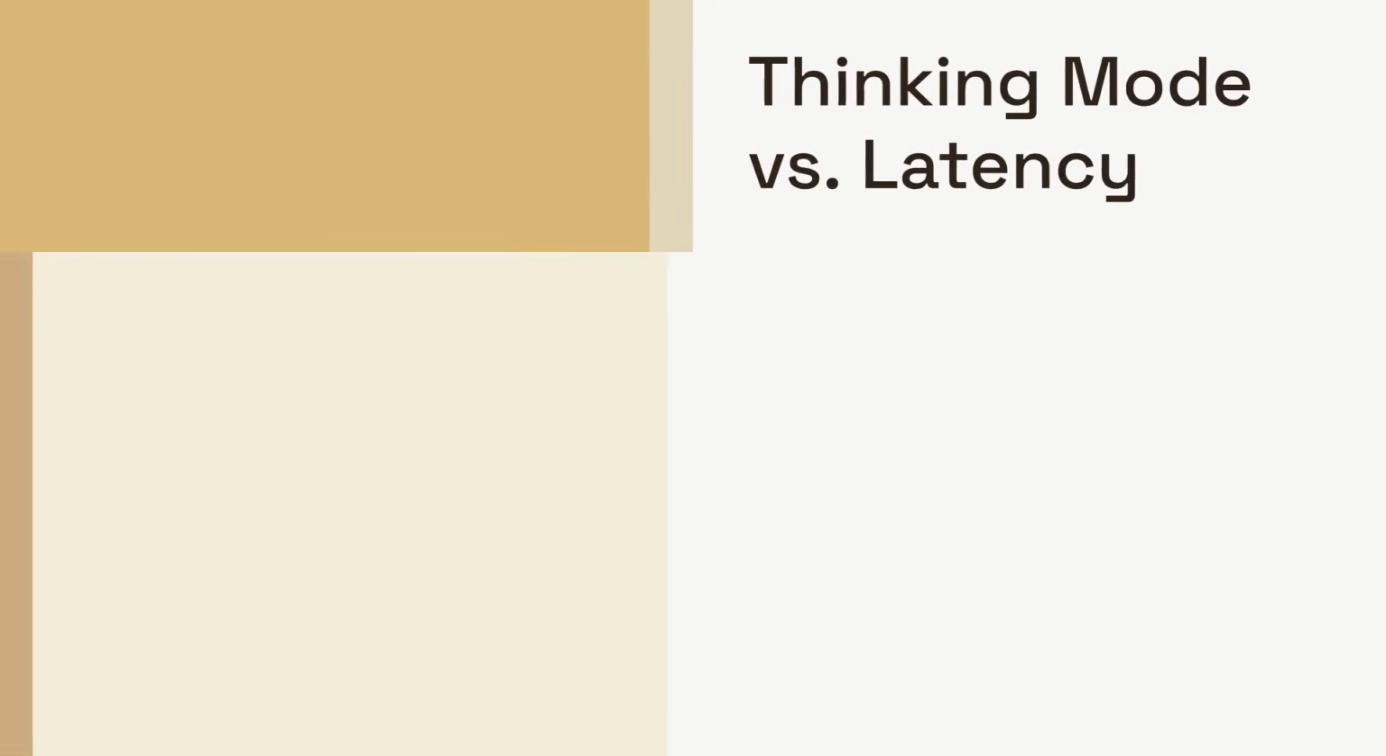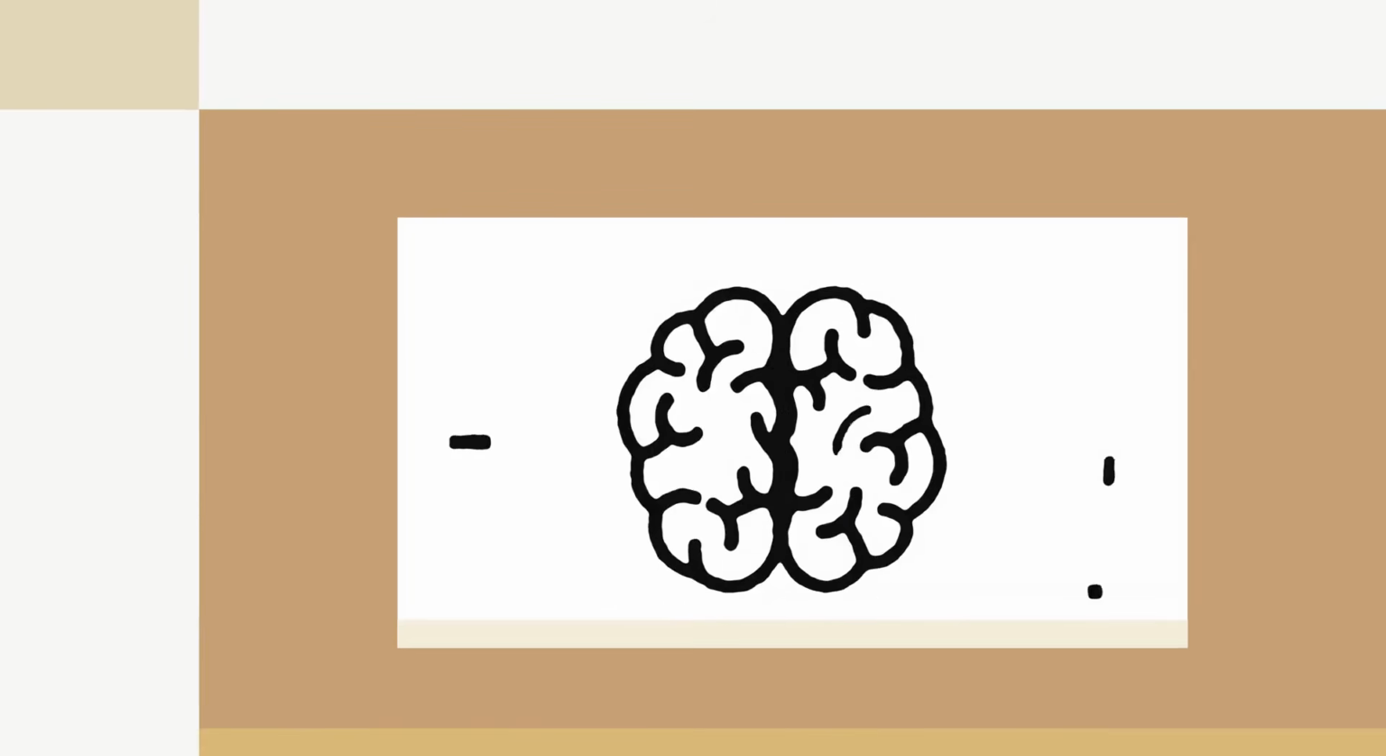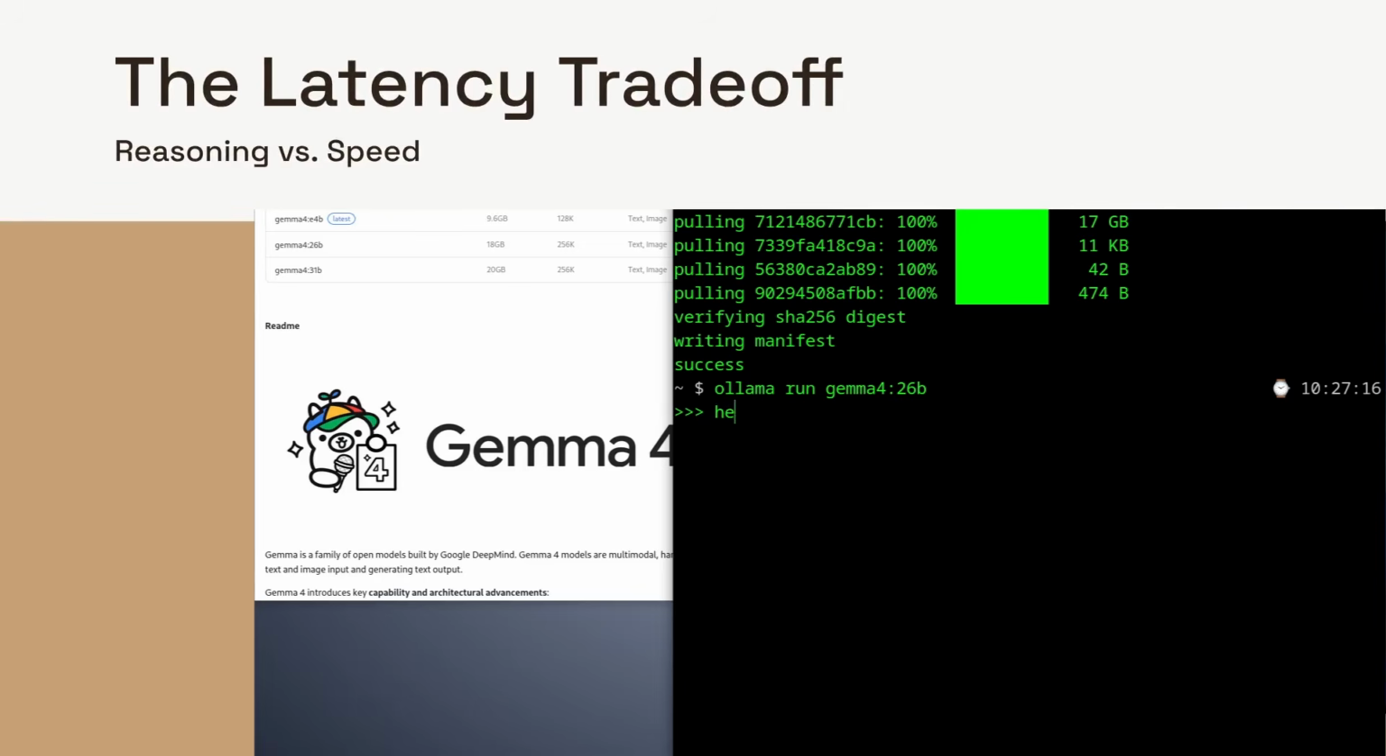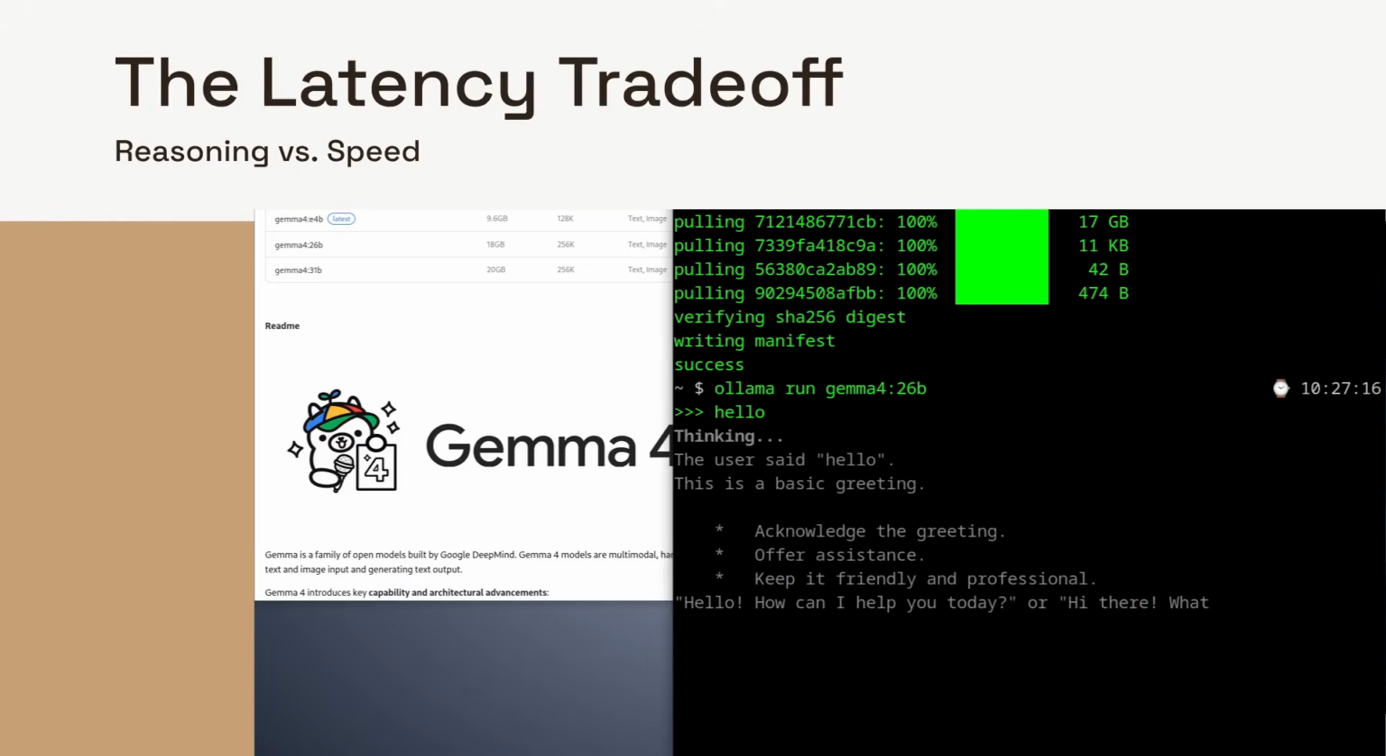A major new feature is the native thinking mode, and it comes with a trade-off. Google added a native thinking mode for reasoning. It's their answer to O1. It's a double-edged sword. Yes, it solves complex logic better, but the latency hit is significant. Is the extra reasoning worth a 3-second delay per step? For a production line agent?